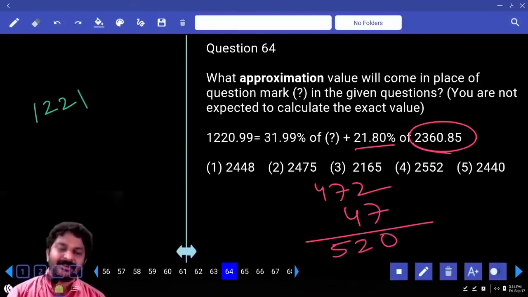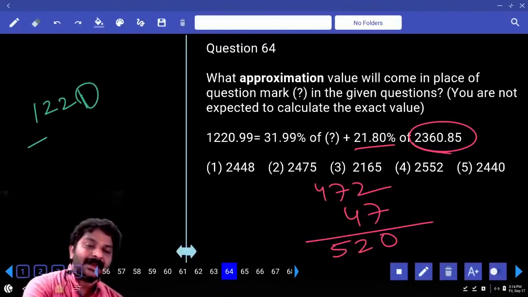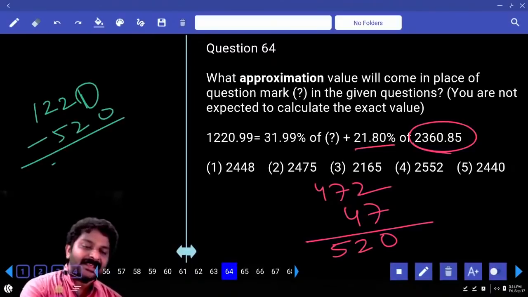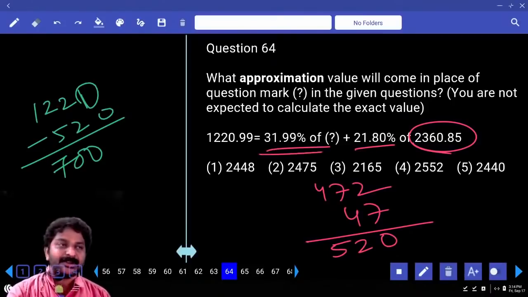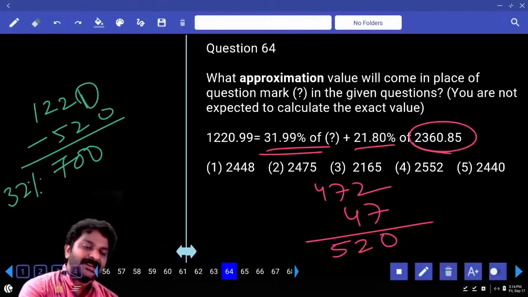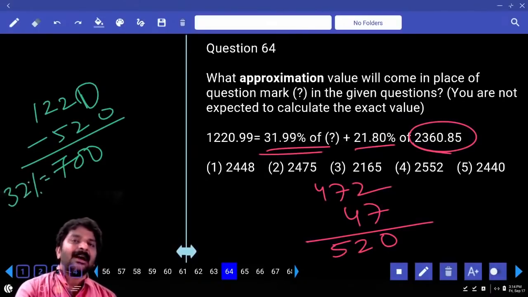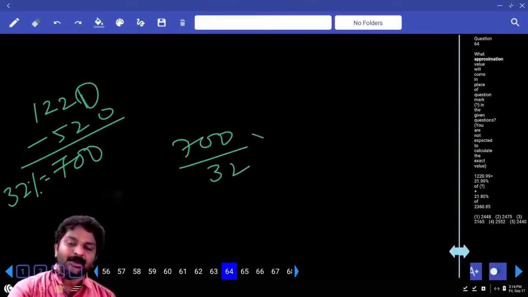Approximately I will treat it as 520. Is that okay? Treat it as 1220 minus 520. That is equal to 700. 700 is what percentage mentioned? Come on. If 32% is equal to 700, how much is 100%? That's what we need to calculate. Clear? Then 700 by 32 into 100.